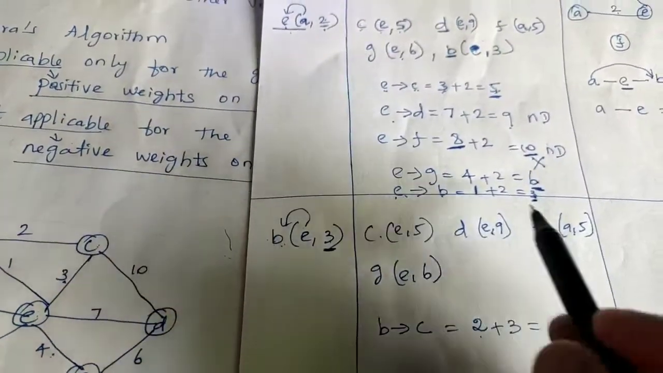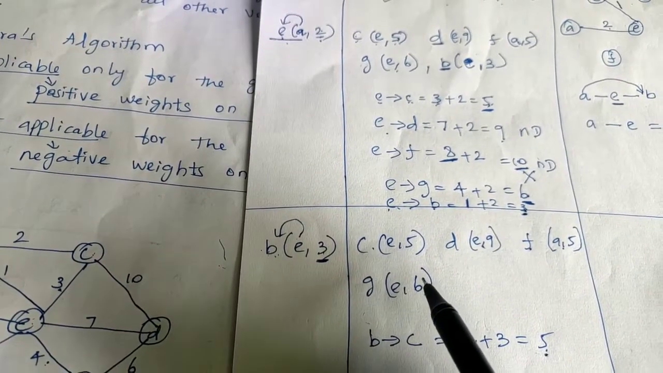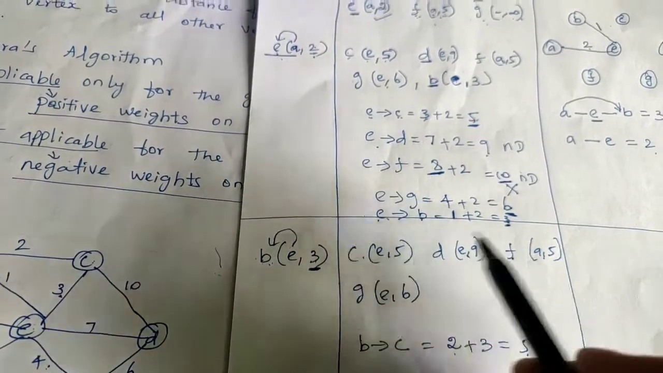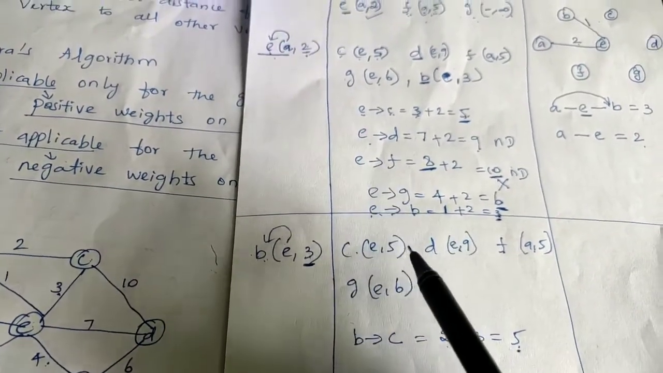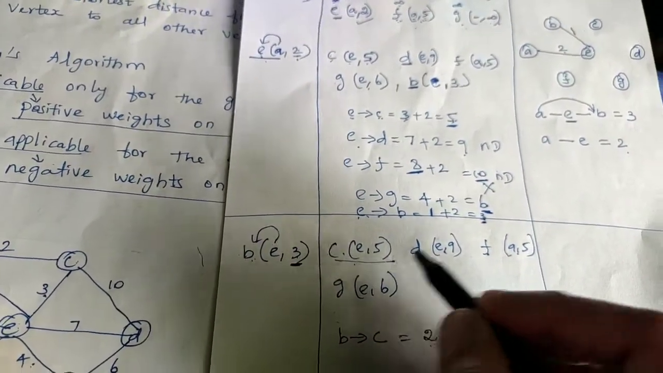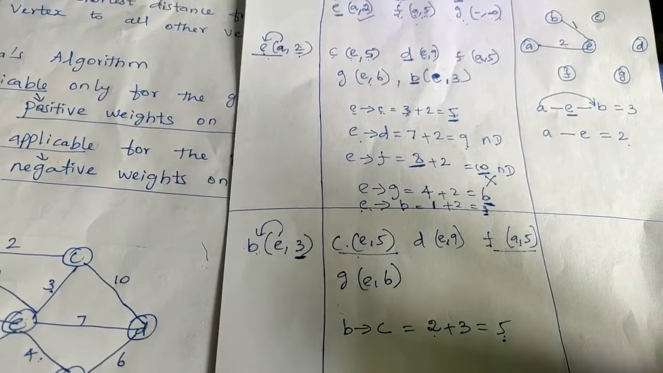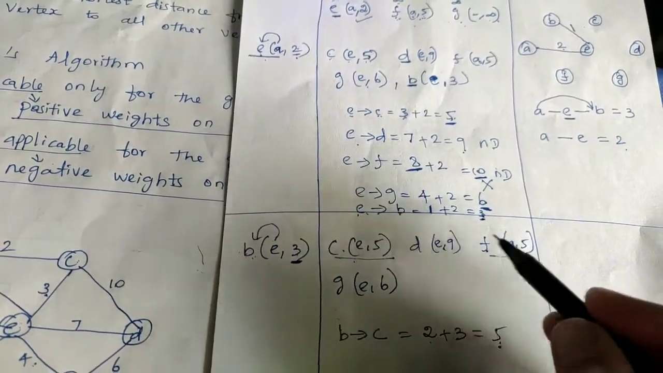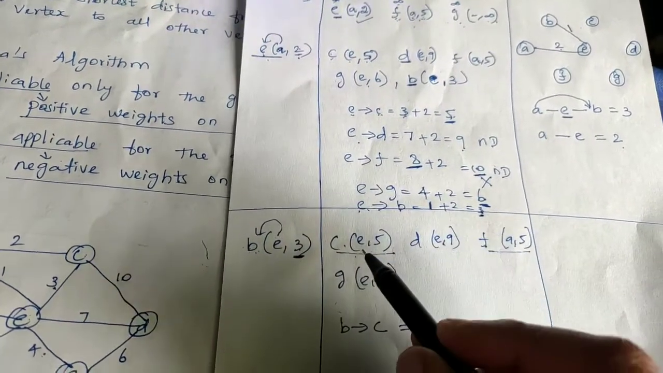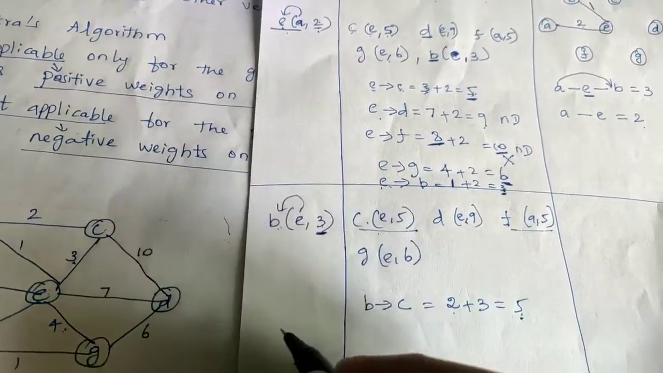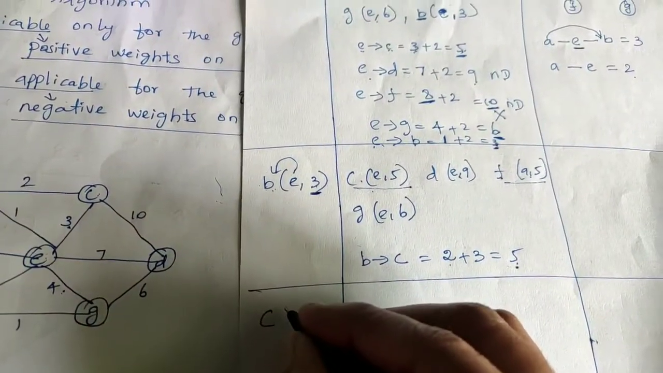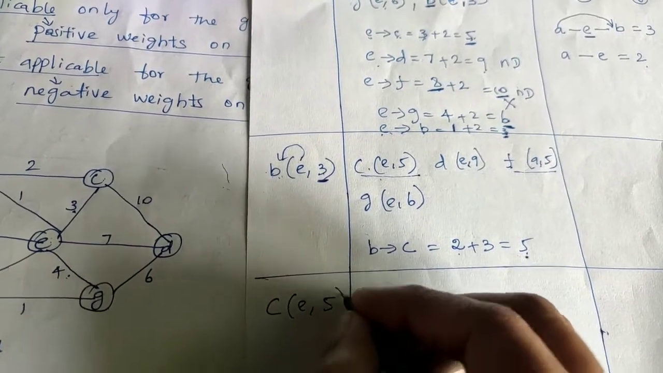Now out of these four, which is having the minimum distance? I have two vertices with the same distance 5, C and F. So as per the alphabetical order, I am going to process C first, then F. If you have two vertices with the same distance, follow the alphabetical order to select which has to be processed. I am going to consider the next vertex as C of E comma 5.